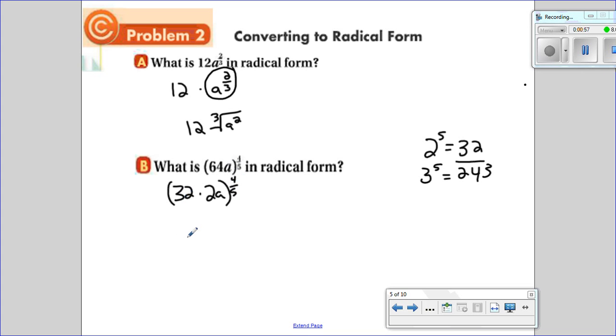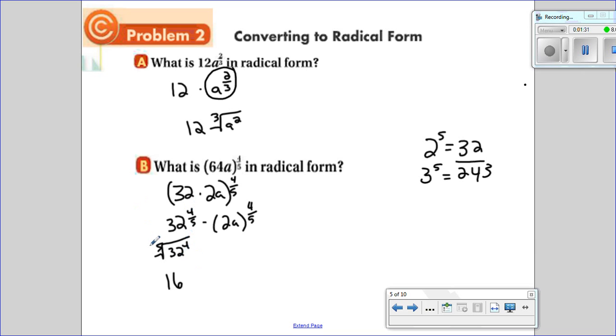Now if we distribute this, we get 32 to the 4/5 times 2a to the 4/5. So what happens here is if you take 32 to the 4/5, we're going to get the 5th root of 32 to the 4th. And 32 to the 4th and then the 5th root becomes 16.